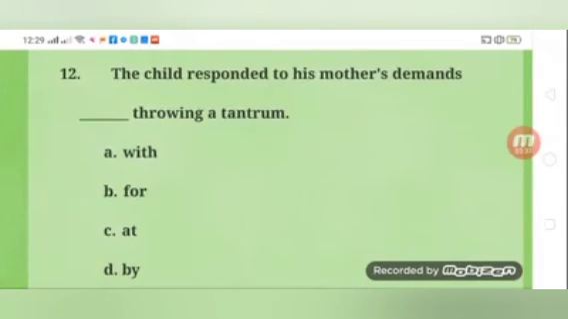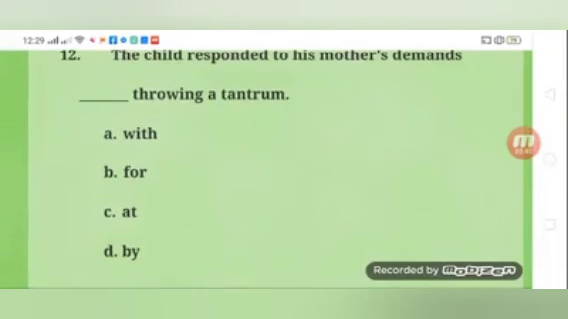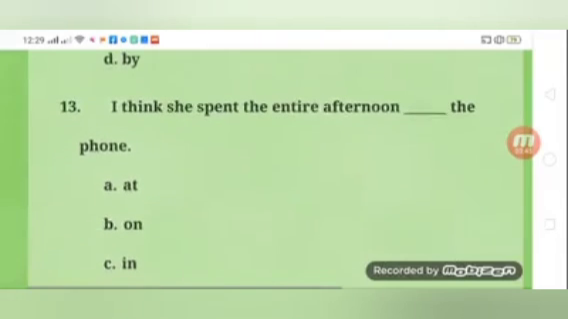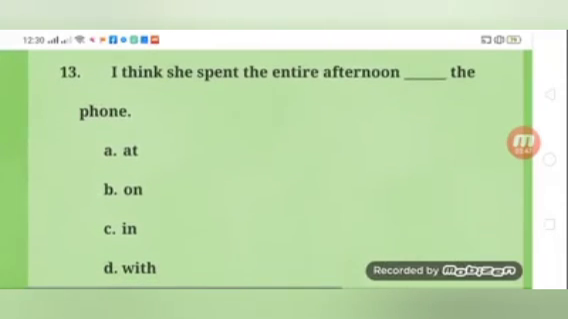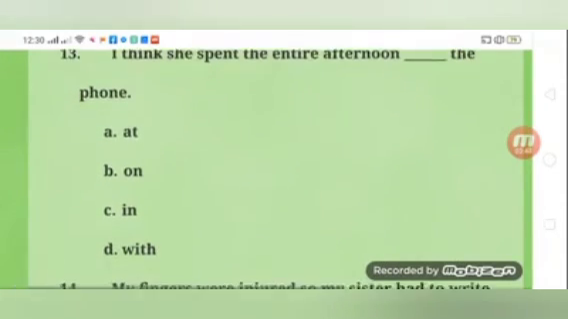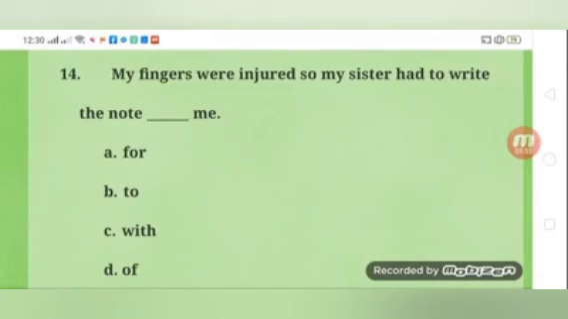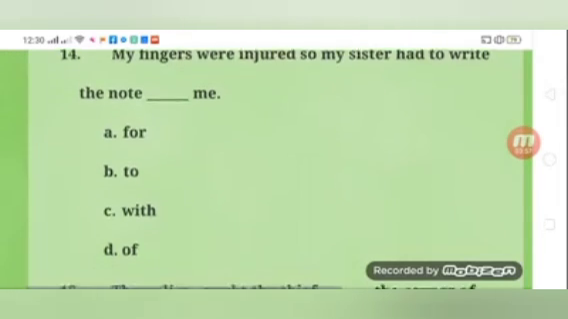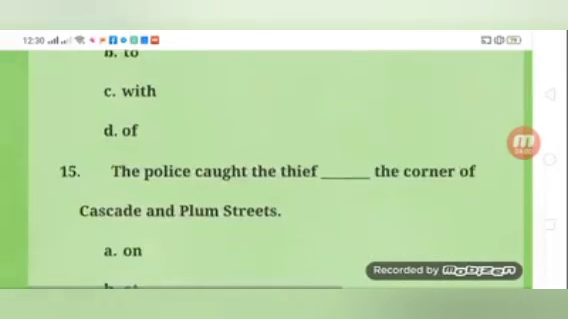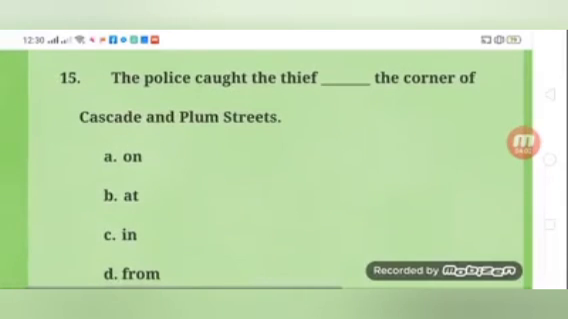Number 12, the child responded to his mother's demands by throwing a tantrum. Okay, by throwing a tantrum. I think she spent the entire afternoon on the phone. My fingers were injured, so my sister had to write the note for me. Okay, for me. The police caught the thief.